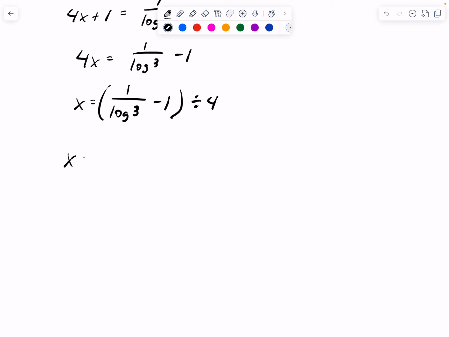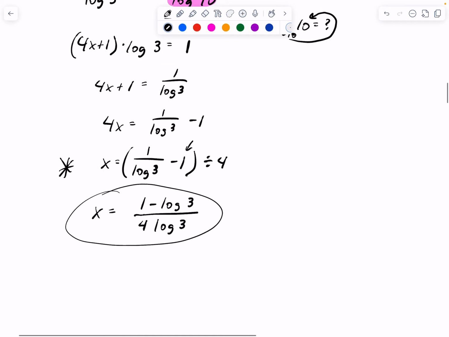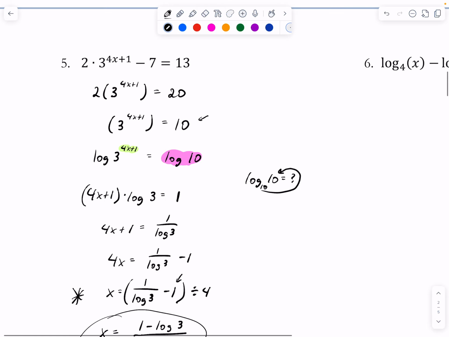But if you want to make it look nicer, you can actually get a common denominator with this 1 to write 1 minus the log of 3 over the log of 3. And then instead of saying divide by 4 on the outside, you could throw that 4 underneath as multiplies by that log that's in the denominator. If that confuses you, don't worry about it. This is absolutely totally fine, but I'm going to stick with this one here. Okay, let's try number 6.